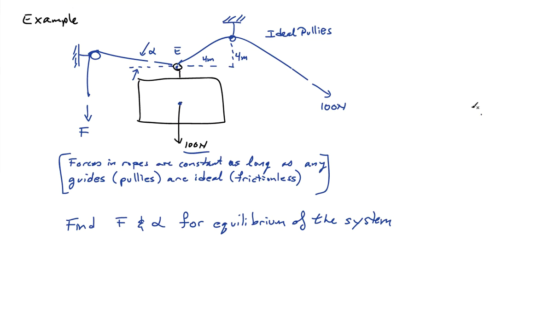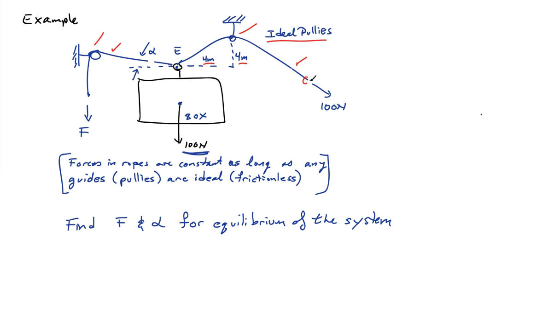Here I have a box, and the box has some weight to it, say 100 newtons, acting downward, and it's supported by two ropes. I have rope 1 over here, and I have rope 2. Rope 1 is at 45 degrees because the rise and run are both the same, 4 meters here. The ropes pass over pulleys in each case, and these are what we call ideal pulleys. Ideal pulleys are frictionless, and when you have ideal pulleys, the force in the rope turns out to be constant everywhere along the rope.